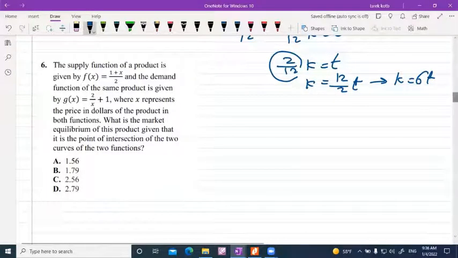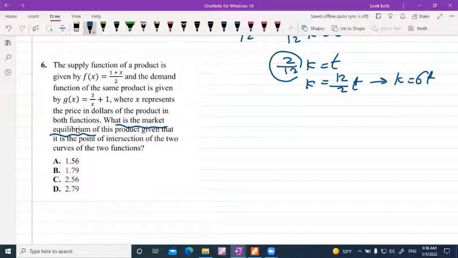Number 6, the supply function of a product is given by f(x) equals so and so, and the demand function of the same product is given by g(x) equals so and so, where x represents the price in dollars of the product in both functions. What is the market equilibrium?